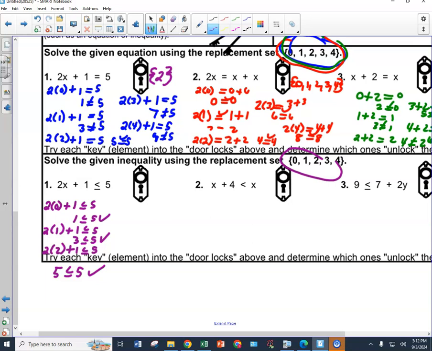All right, now, as you can probably guess, if I put in 3, though, 2 times 3 is going to give me 6 plus 1. Is 6 plus 1 going to be smaller than 5? Well, 6 plus 1 would be 7. Is 7 smaller than 5? That is a definite no.